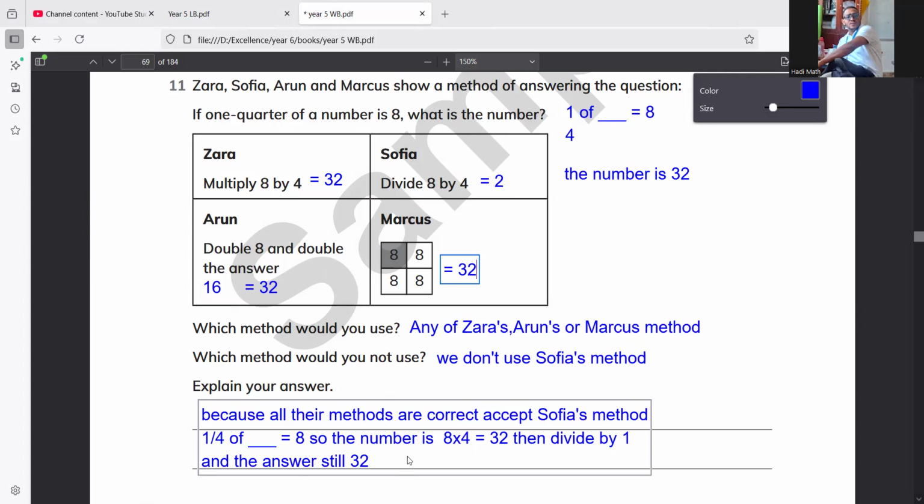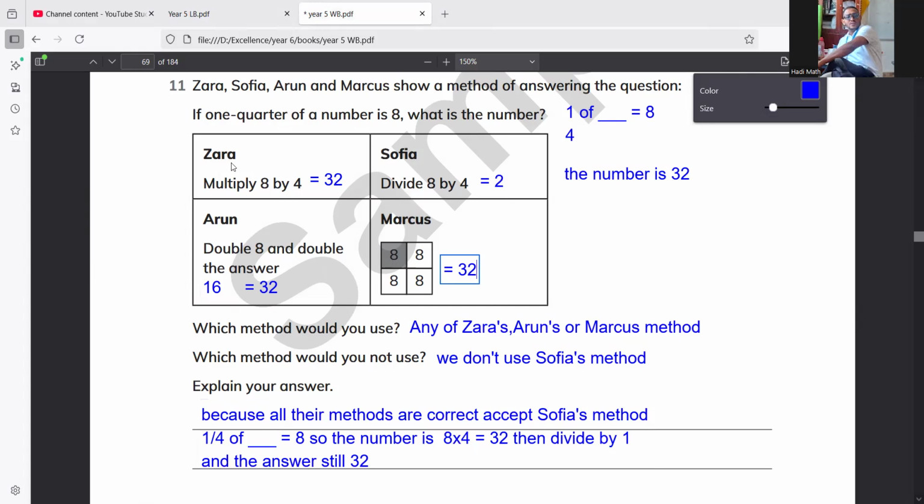And I prefer doing Zara's method. Because here doubling is for a quarter. Sometimes it will be 2 over 3, and then you don't know what to do to double it. That will be complicated. Marcus' method is drawing, like it said, a quarter. So if I said, for example, 17 over 100, are you going to draw 100 and then shade 17? That will be too much. That's why you need to do Marcus' method.